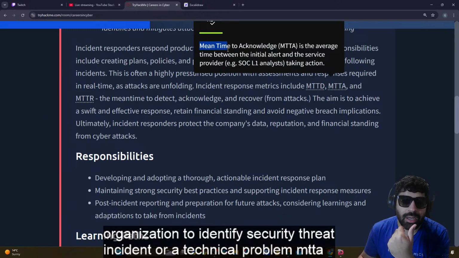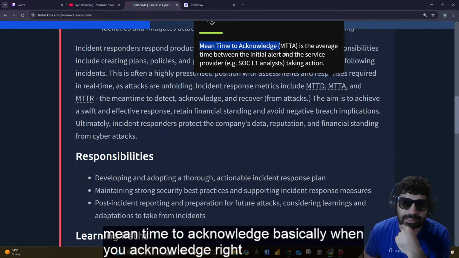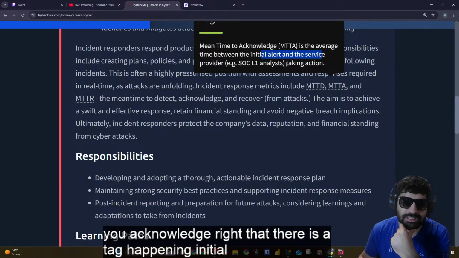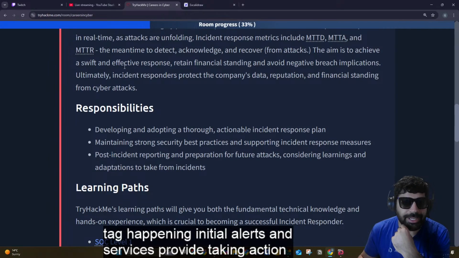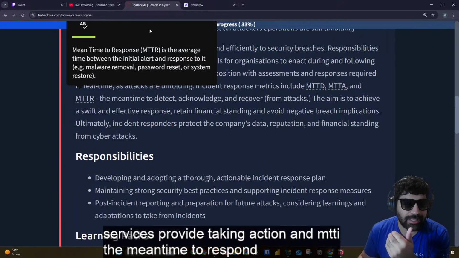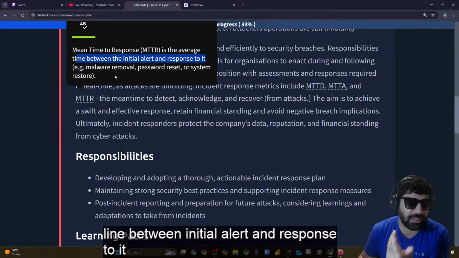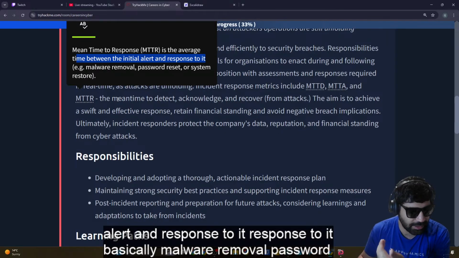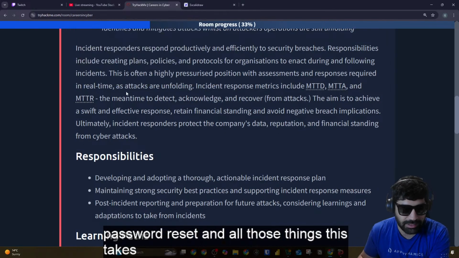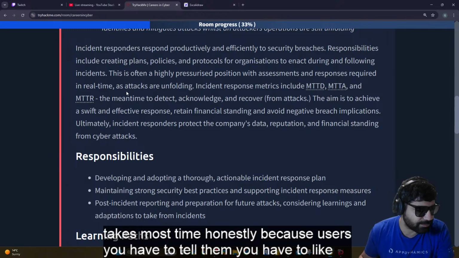MTTA, mean time to acknowledge, basically when you acknowledge, right, that there is an attack happening, initial alerts and services provide taking action. And MTTR, the mean time to respond, is the average time between initial alert and response to it. Basically, malware removal, password reset, and all those things. This takes most time, honestly, because users, you have to tell them, you have to force them, right?